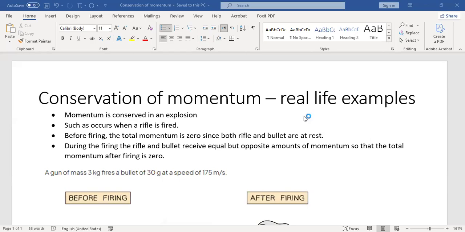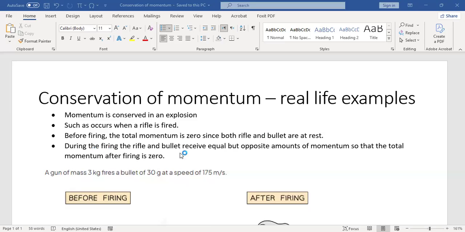Okay, so today we will talk about the real life examples of conservation of momentum. We've learned already that the momentum is conserved in an explosion. And today's example we will discuss is when the rifle is fired. So, when the rifle is fired, before firing, the total momentum is zero because both of the objects are at rest. So, their velocities are zero, hence, their momentum is zero, although they both have mass.